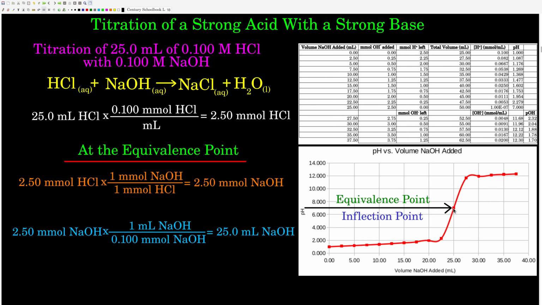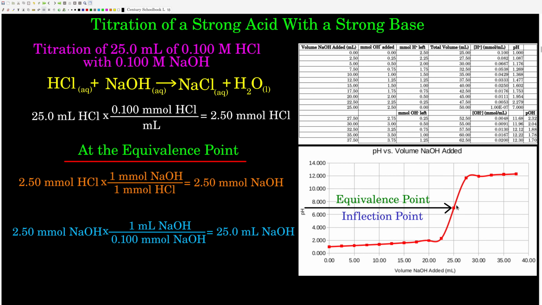But the equivalence point here is right where we've used up all the acid. As soon as we've hit that point, the pH skyrockets, right? It shoots right up here because now we're just putting sodium hydroxide in there and it's not reacting with anything, so the pH is shooting up.